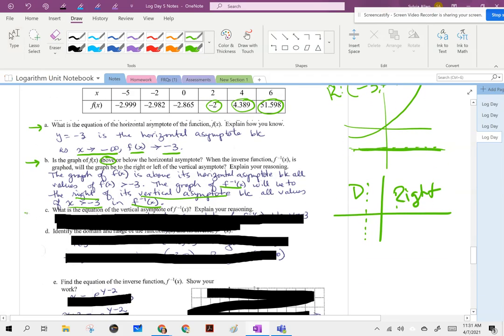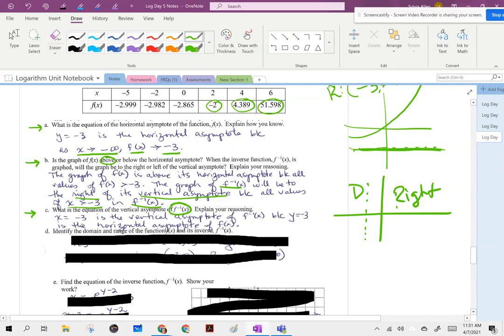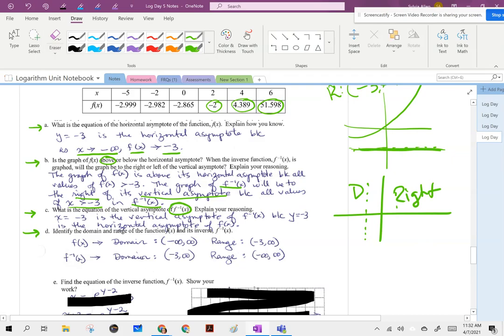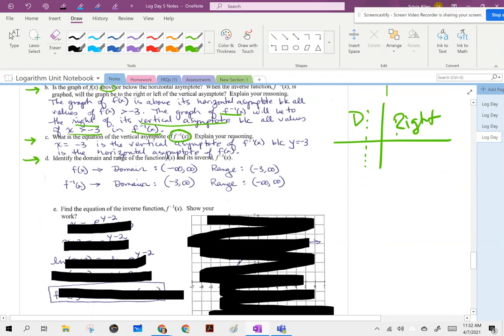So let's take a look at C. What is the equation of the vertical asymptote of the inverse? And explain your reasoning. Okay. X equals -3 is the vertical asymptote of the inverse because y equals -3 is the horizontal asymptote of f of x. D, identify the domain and range of the function and its inverse. Okay, so we have from the original function, which was exponential, the domain is all real numbers, and the range was -3 to infinity. So on the inverse, they're going to be switched.